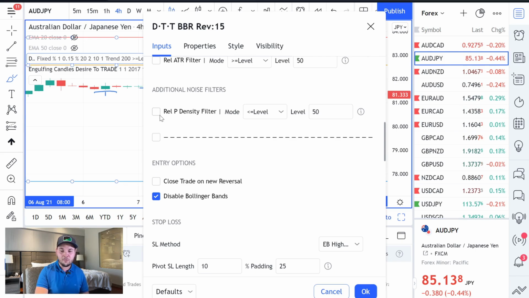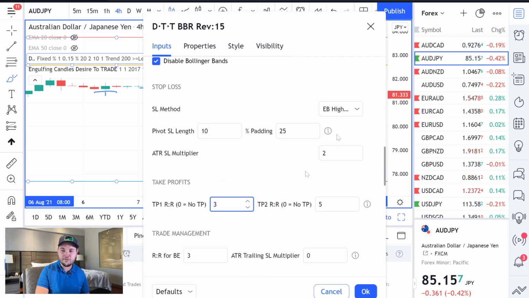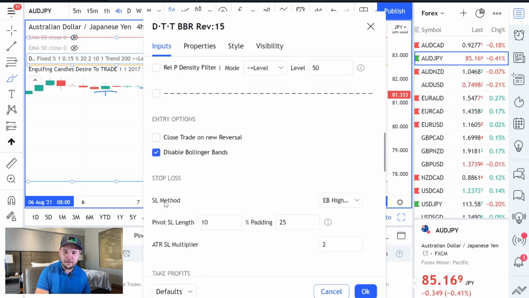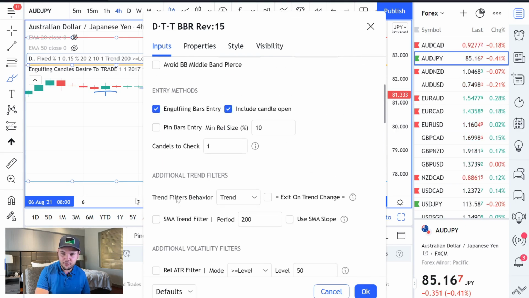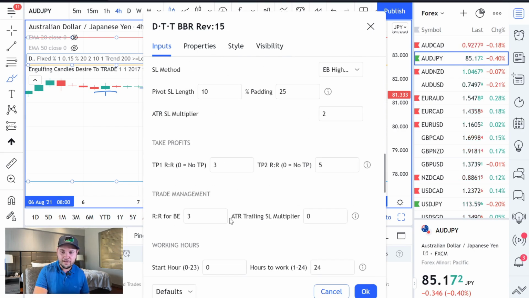So what we're doing now is I've disabled Bollinger Band. Okay, so that's simple. The take profit is 3 reward to risk and 5 reward to risk. We have the stop loss beyond the engulfing candle, so very simple. And what else do we have? We have no filter here, so all good. We look for engulfing candles only, no pin bar, nothing of the sort. And we are moving to break even at 3 to 1.